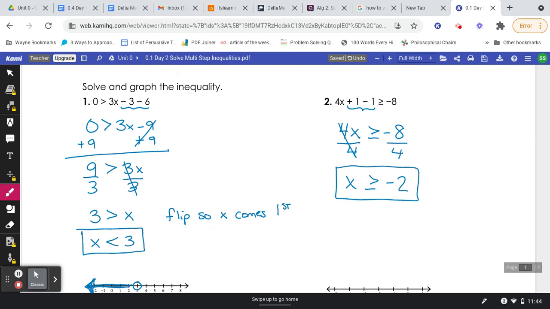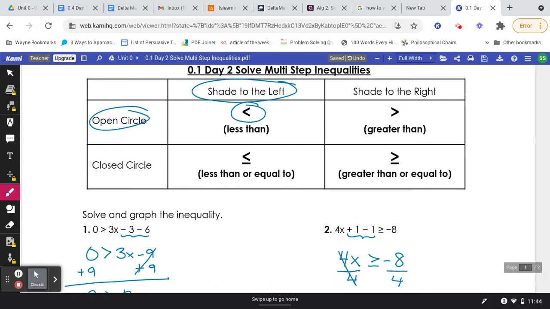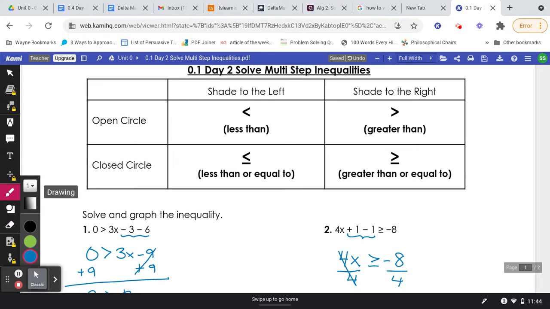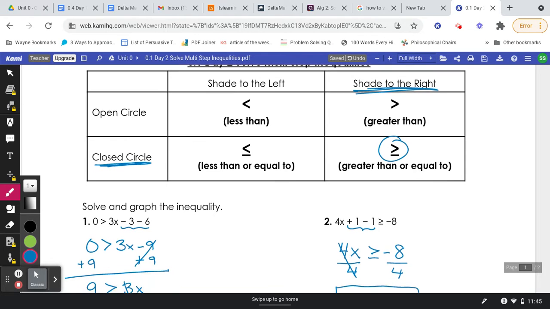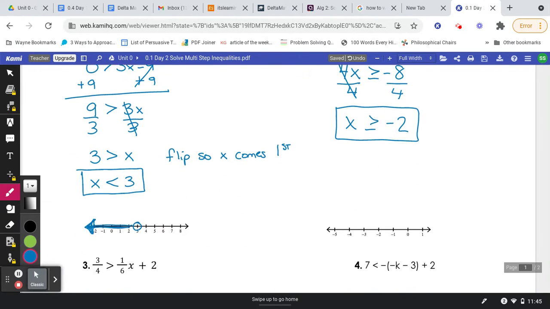This is a greater than or equal to problem. So greater than and equal to. We're going to be right here, which means we're going to shade to the right. Numbers that are greater would be to the right. And you're going to fill in a closed circle. So closed circle at -2, and then filling it in, pointing that arrow towards the right. There we go.